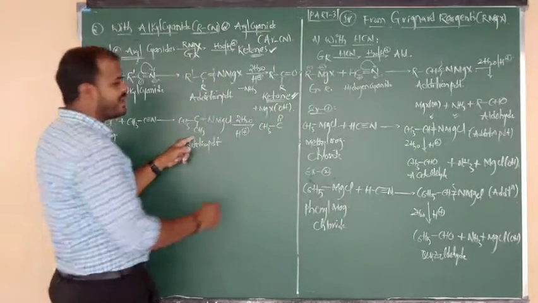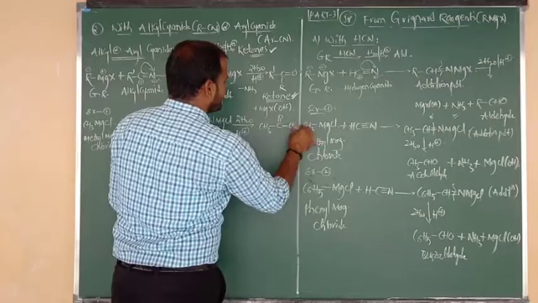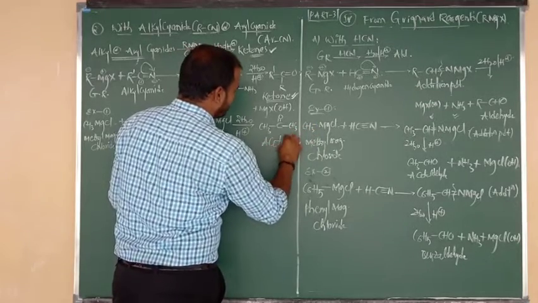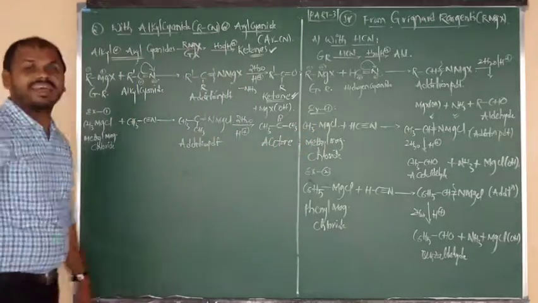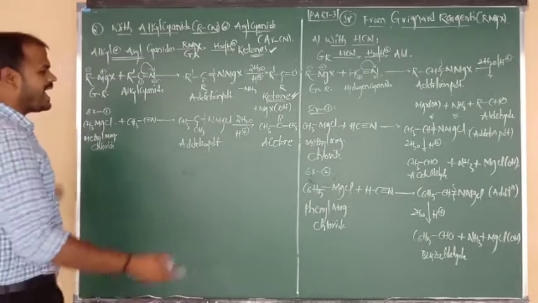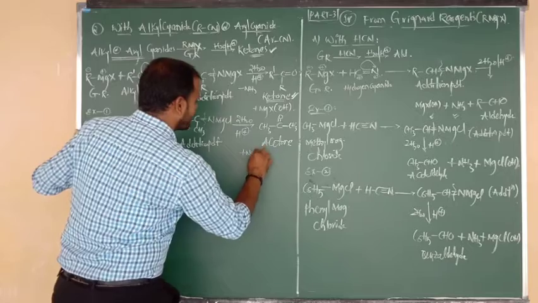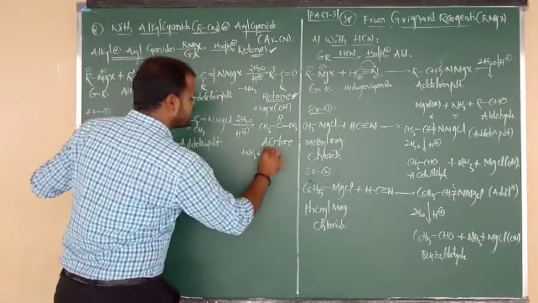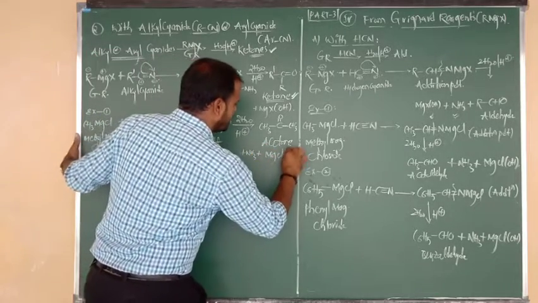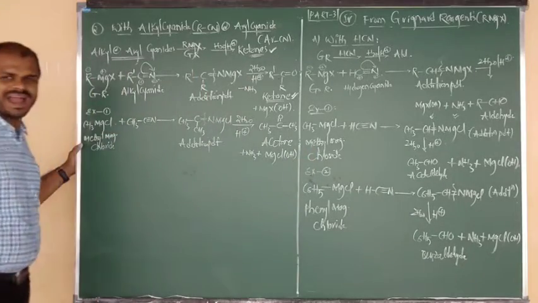Again C from below plane, CH3 is there. So what is the name of this compound? Ketone, and the exact name is called acetone or 2-propanone. And the two byproducts are the same. Nitrogen changes into ammonia and MgCl changes into MgClOH, nothing but hydroxy magnesium chloride.